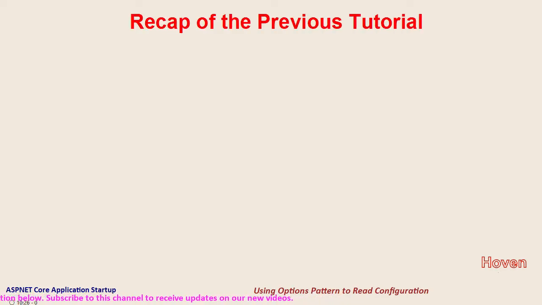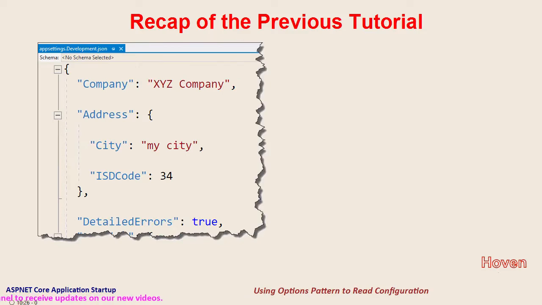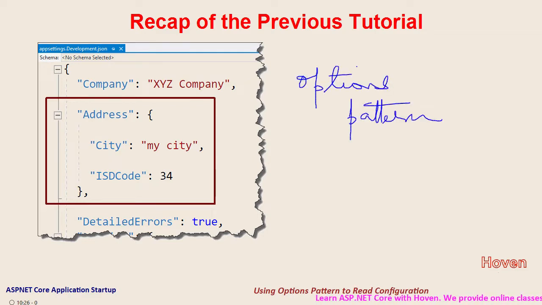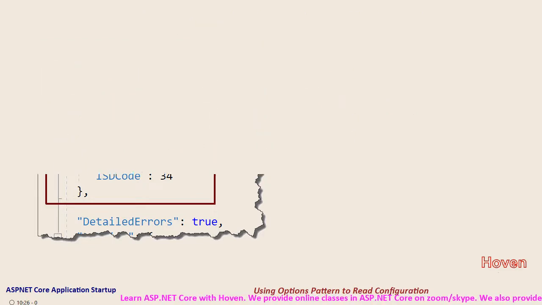In the previous tutorial, we read various properties of an app settings configuration file. But there is a better method for reading complex properties such as address that we read in the previous tutorial. This is done through the options pattern. Let us now read city and ISD code of the address property by using the options pattern.